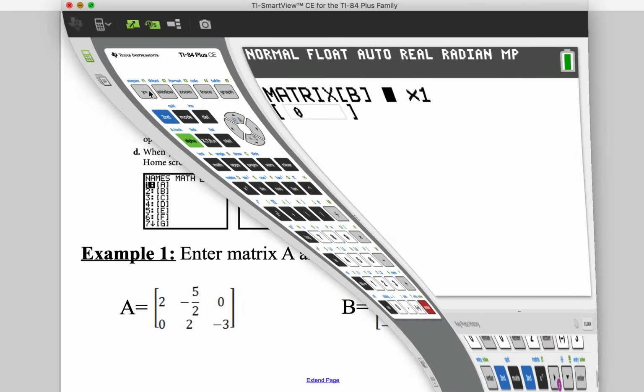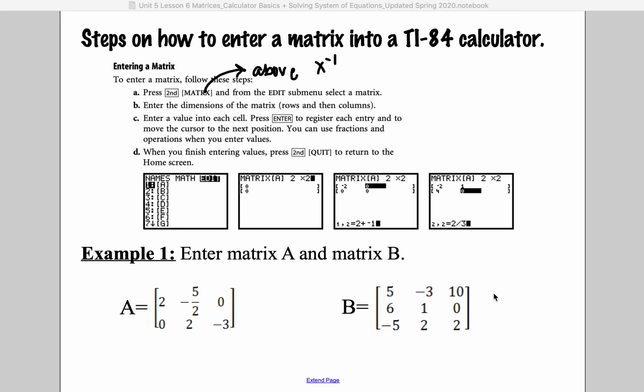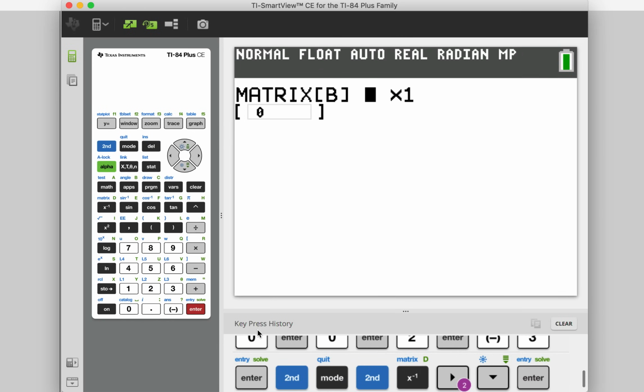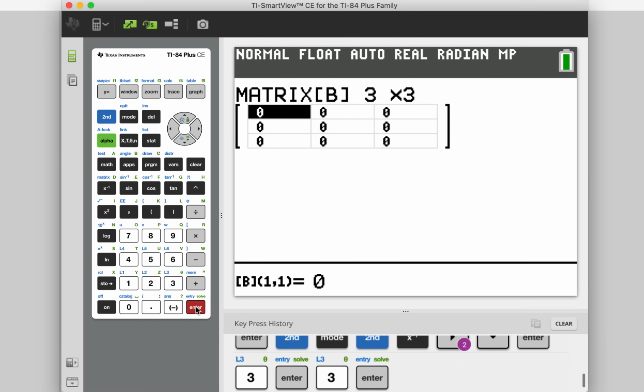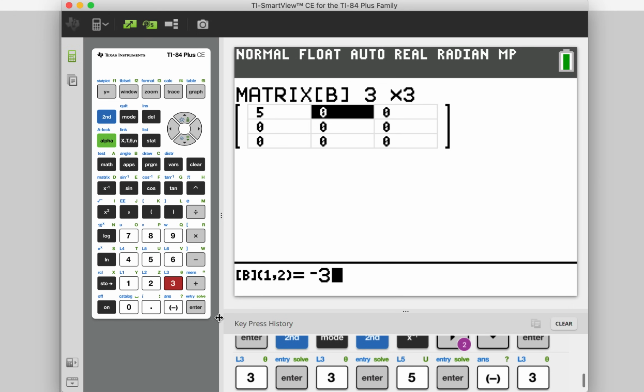If I look at matrix B, it is a 3 by 3. So I'm going to go ahead and say it's a 3 by 3, and then I'm going to enter the matrix that was provided. We have 5, -3, 10.